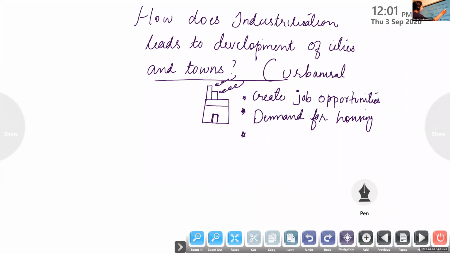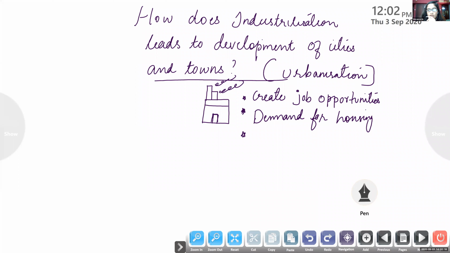My question is how setting up an industry leads to urbanization or development of cities and towns. Ma'am, the government will be helping those people. Yes, the government also provides financial help to set up industries in backward areas or rural areas. Very good.